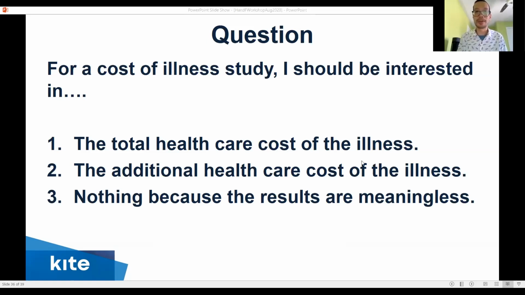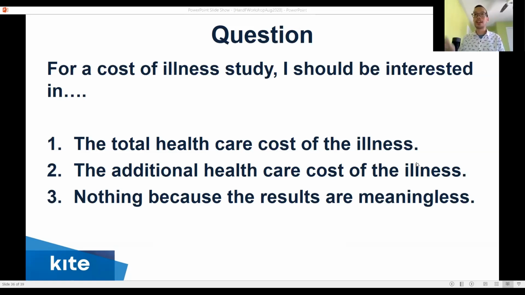Okay, we've got quick responses, so I can end this poll. And it seems that most of you think that it should be the healthcare costs that are associated with the illness. Okay, so these are the additional costs as a result of the illness. And we also got a vote for the total cost of the illness.